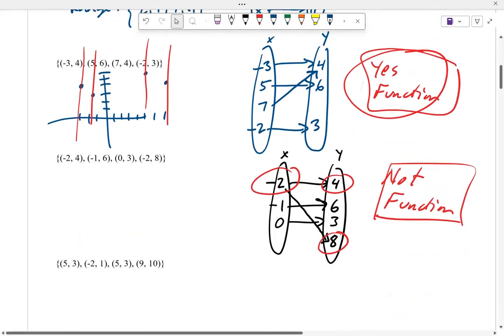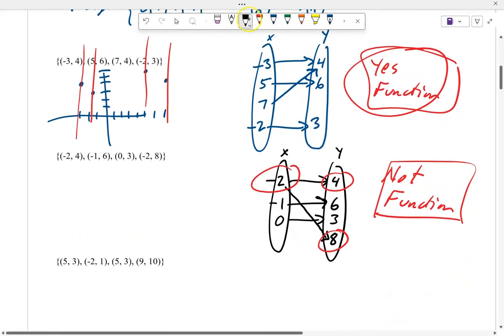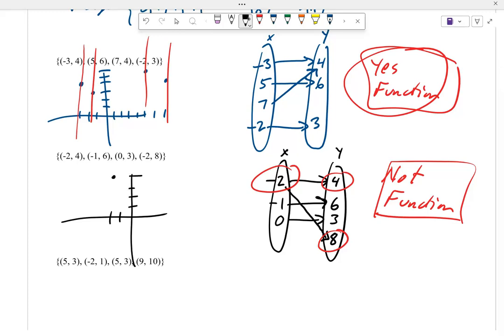Let's look at the one that failed though. This -2, 4, -1, 6, 0, 3, but then -2 also hits at 8. So notice when I tested at -2, see how I hit twice on that one? So it fails the vertical line test. If I was to graph these, I can only hit one time. It's testing it visually. For every input, there's only one output.